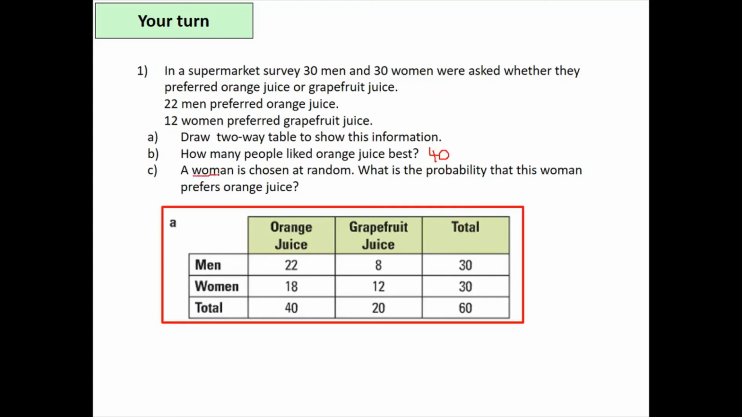For part C, a woman is chosen at random. This is important because it's a woman. That means the denominator is going to be 30, because it said a woman is chosen at random. What is the probability that this woman prefers orange juice? I'm looking at the women that like orange juice, that's 18, out of the women altogether, that's 30. So my answer for part C is 18 out of 30.